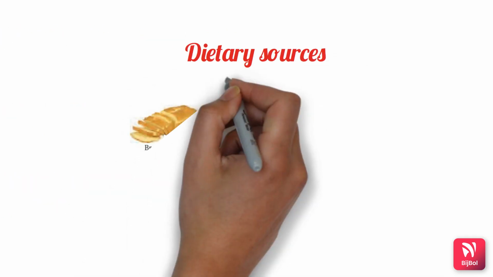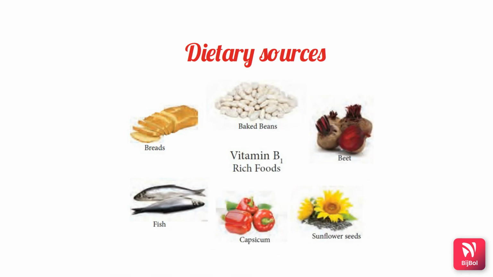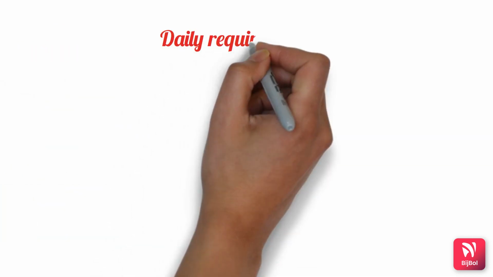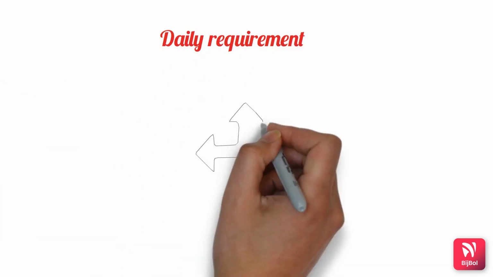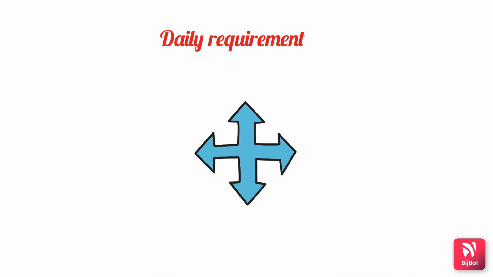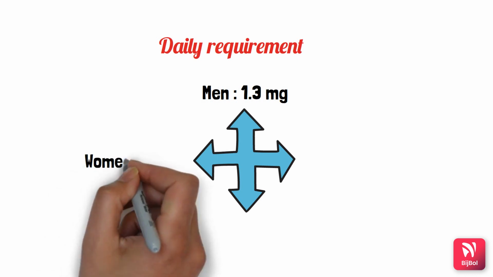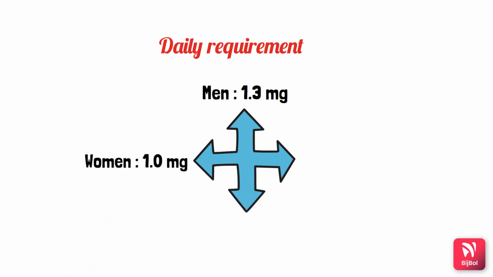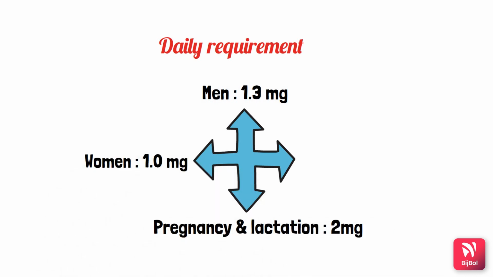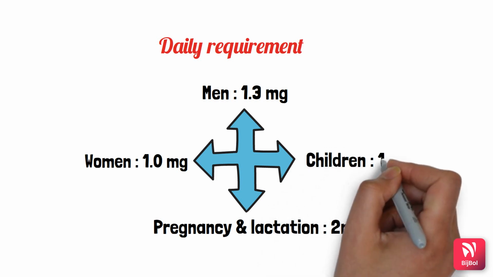Coming to the dietary sources of vitamin B1, vitamin B1 rich foods are baked beans, beetroot, sunflower seeds, capsicum, fish and also breads. Now let us study about the daily requirement of vitamin B1. It usually varies in different individuals at different age groups. In men it is 1.3 mg per day, in women it is 1.0 mg per day, whereas in pregnancy and lactation it is 2 mg per day, and in children it is 1.1 mg per day.